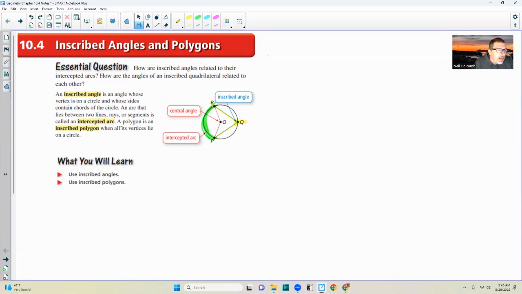Okay, a polygon is an inscribed polygon when all of its vertices lie on the circle. So what you'll learn in this chapter section is how to use inscribed angles and inscribed polygons. So let's take a look.